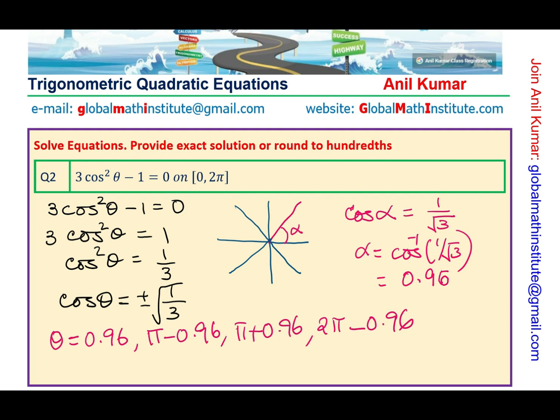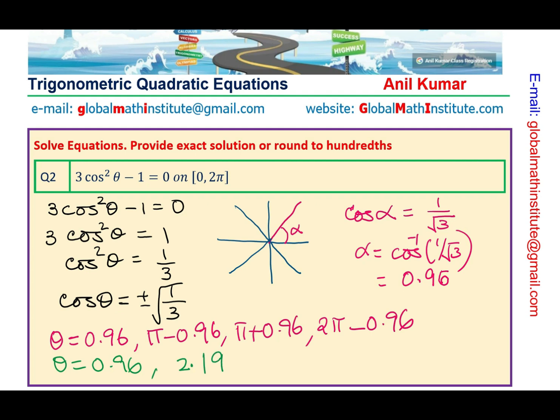Okay. So it gives me a value. So one is, of course, theta equals 0.96. The other one is 2.186. I'm rounding to the hundredths. Now we have pi plus 0.955, I'm adding 0.955, okay? And so what I get here is 4.096. So I'll write this as 4.10.